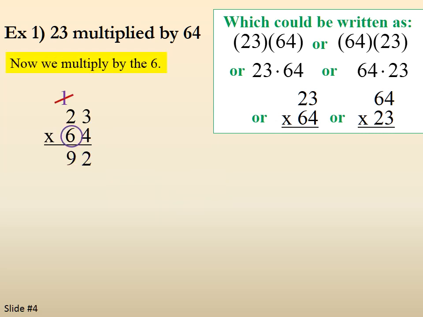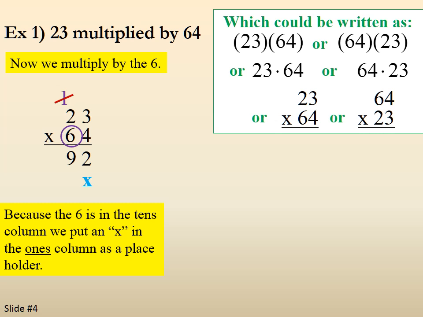So now we're moving over to the 6. We did all the 4. Now we're going to do the 6. But the 6 is in the tens column, so we're going to start putting our numbers in the tens column so we don't get messed up. We're going to use a placeholder. We're going to put an X in the ones position so that we don't accidentally put a number in there. This is about keeping our columns lined up. Since the 6 is in the tens, after we do our multiplication, we have to start underneath the 6.